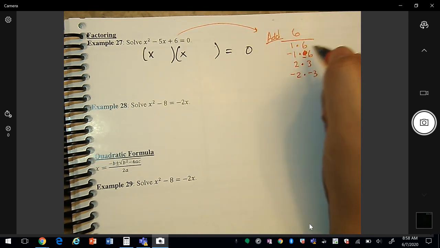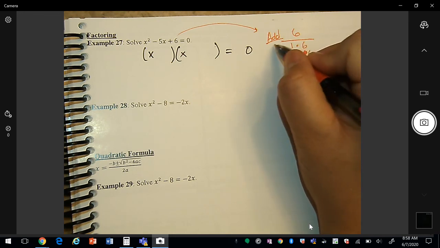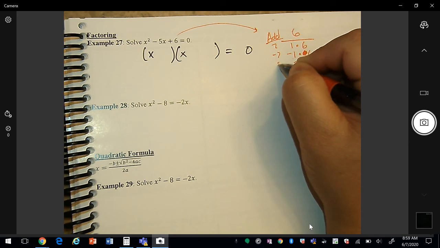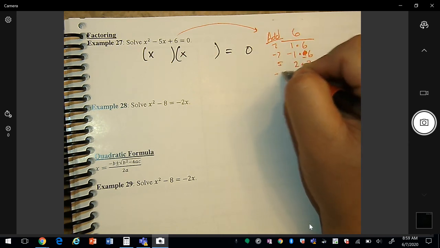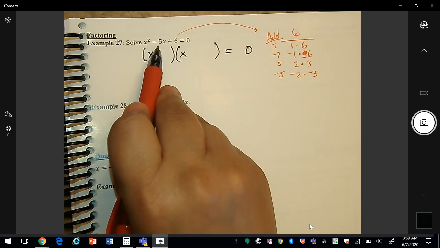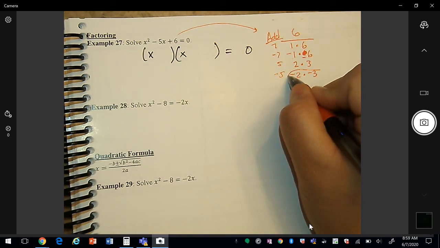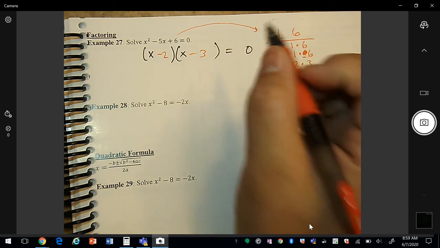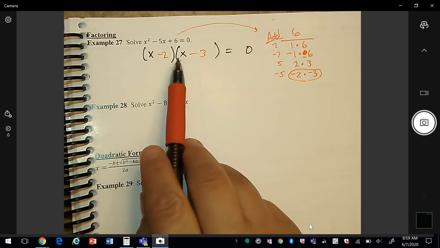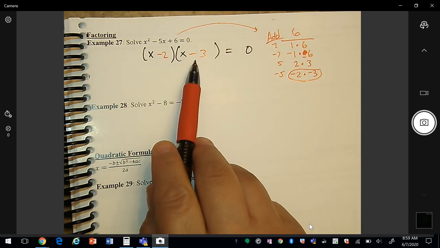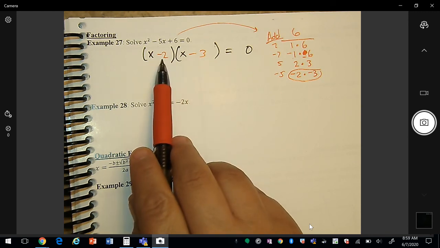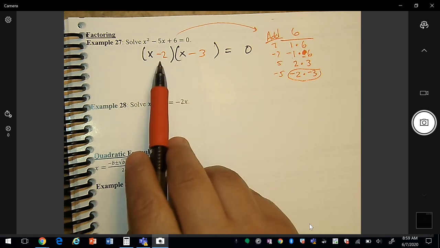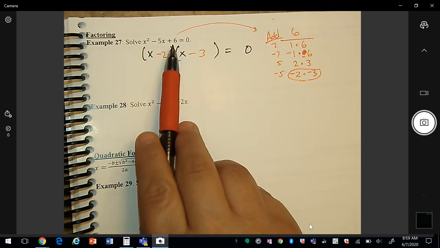So if we add these, 1 plus 6 is 7. Negative 1 plus negative 6 is negative 7. 2 plus 3 is 5. Negative 2 and negative 3 is negative 5. The term that we're looking for is negative 5. So that means that these two are my factors. You can check your work by multiplying: x times x is x squared. x times negative 3 is negative 3x. Negative 2 times x is negative 2x, plus the negative 3x gives me negative 5x. And negative 2 times negative 3 is positive 6.